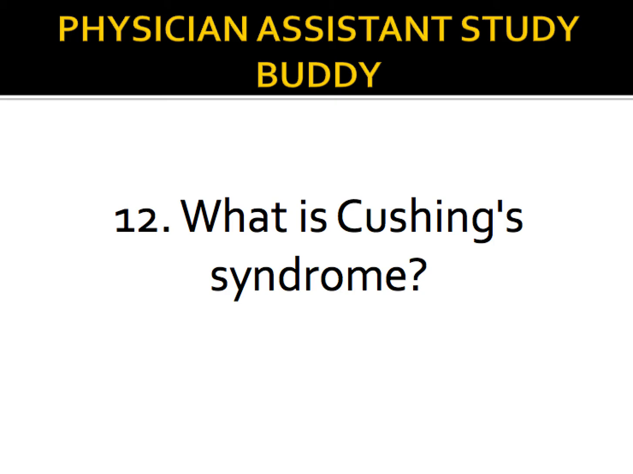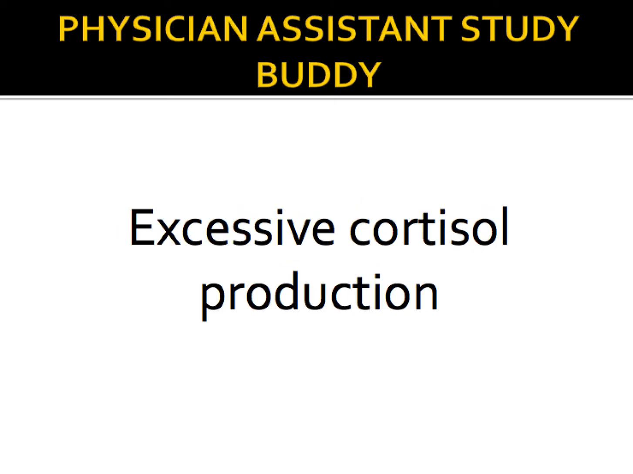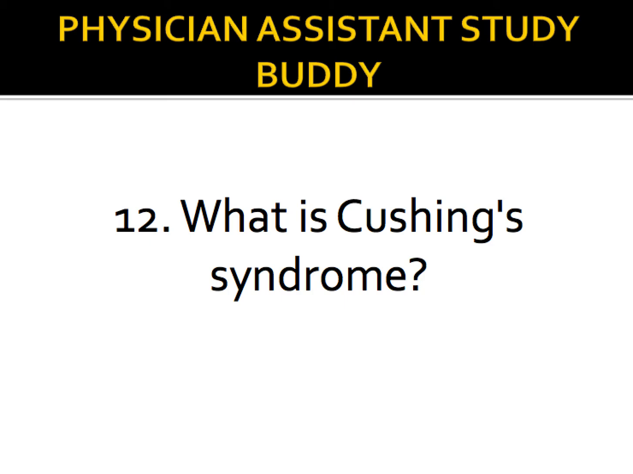What is Cushing's syndrome? Cushing's syndrome is excessive cortisol production. So they're going to give you labs, you're going to see the cortisol is super high, they're going to give you a stem about the patient's other symptoms, and they're going to ask you what is this syndrome, and you should know that it is Cushing syndrome.